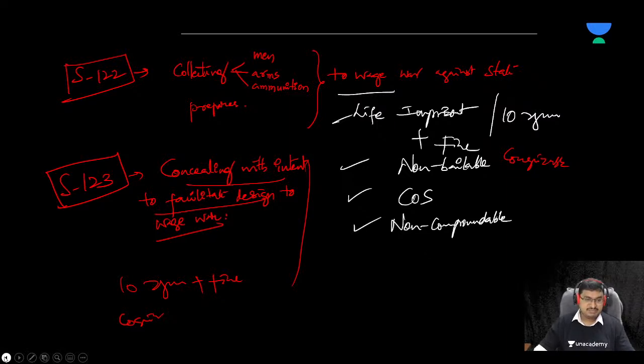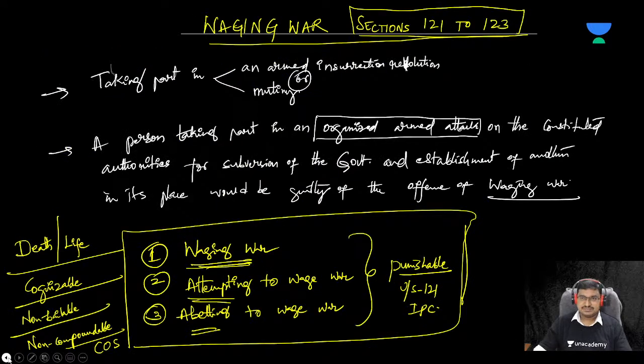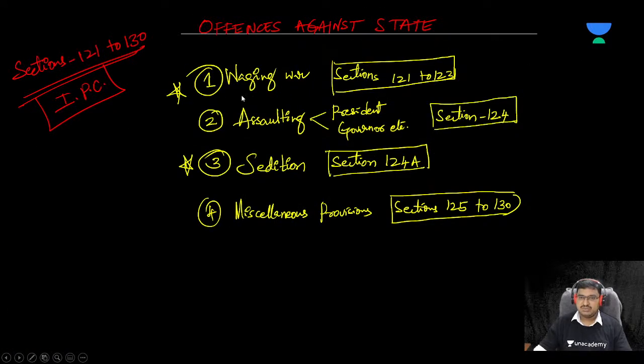Now we have discussed this part. This part is over. Waging war against the state. This part is over. Sections 121 to 123. These sections are over. Now let us discuss the another one.